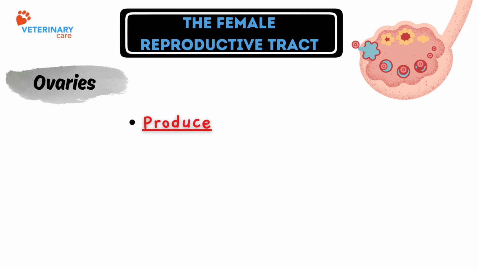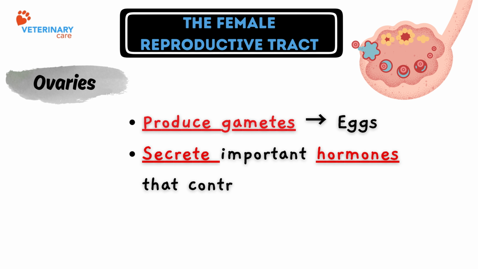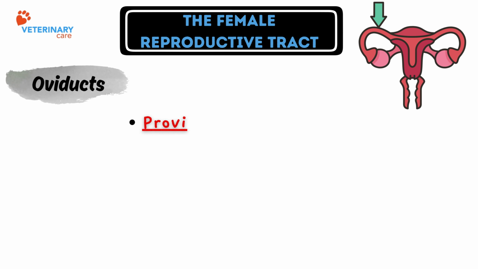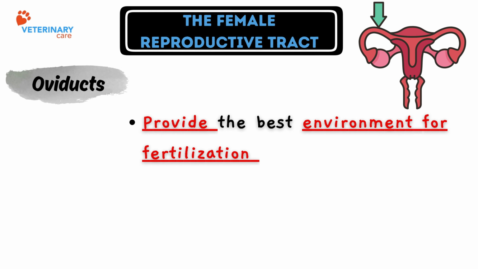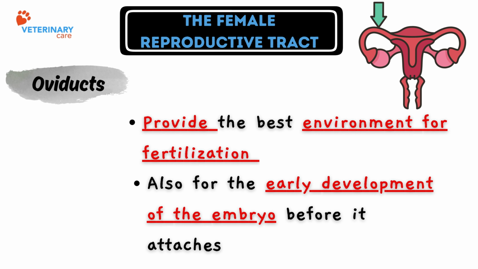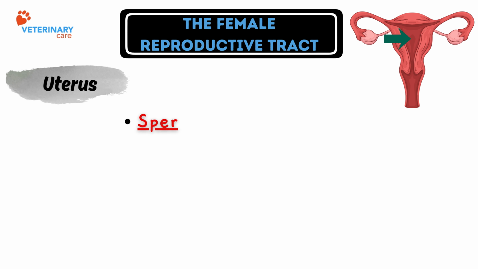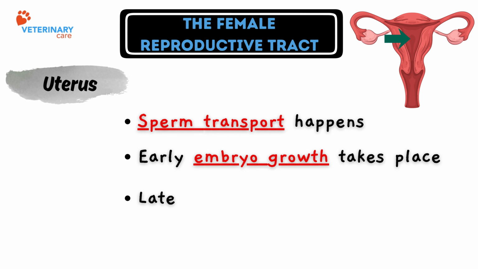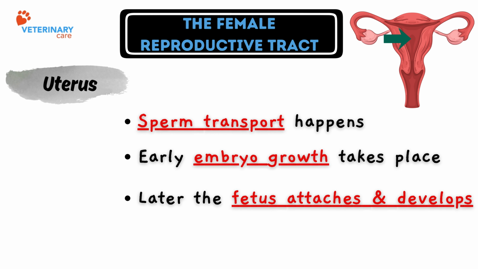The ovaries produce gametes, which are the eggs, and also secrete important hormones that control other parts of the reproductive tract. The oviducts provide the best environment for fertilization and also for the early development of the embryo before it attaches. The uterus is where sperm transport happens, early embryo growth takes place, and later the fetus attaches and develops.